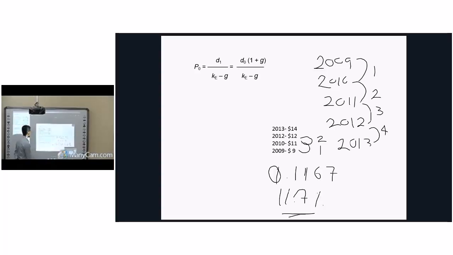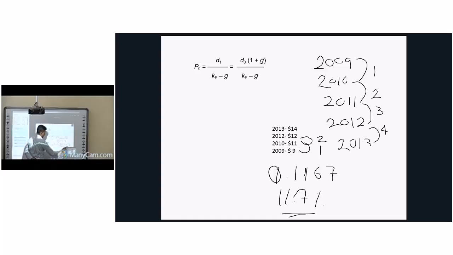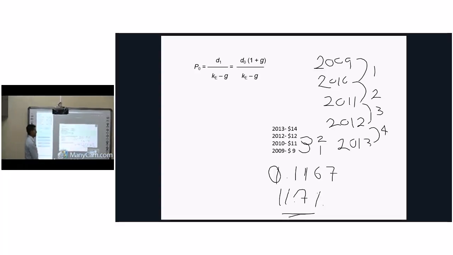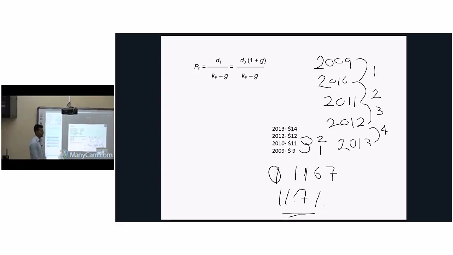Ke is 20%, that means 0.2. That will give you P0. Now we can calculate P0, multiply by the number of shares, and arrive at the value of the firm using the dividend growth model. Then how much would be the answer?